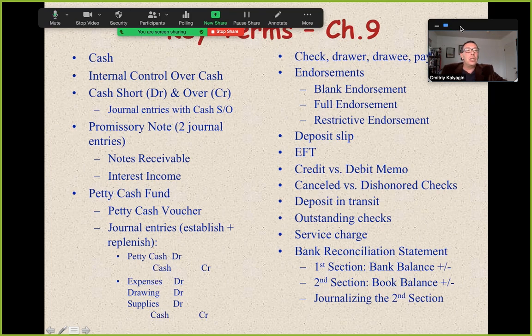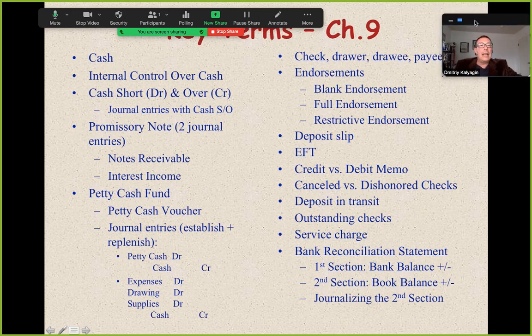of definitions for banking. Payee, drawee, drawer, check, 3 types of endorsements, deposit slip, electronic fund transfer, credit versus debit memos, canceled versus dishonored checks, DIP or DIT, deposit in transit, outstanding checks, and service charges. And then also we looked at the bank reconciliation statement.